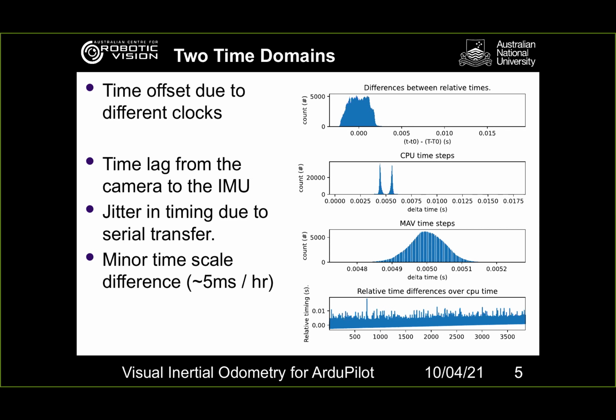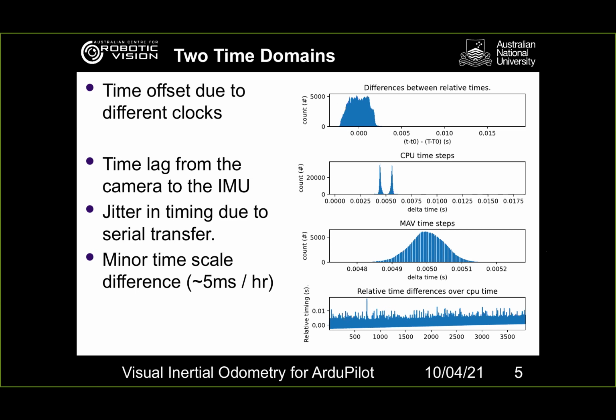So that time lag is an issue, and we need to try and compensate for it. But aside from that, what we found is that there's also a jitter in the time delay. This is just because the IMU messages coming from ArduPilot through to the Raspberry Pi, sometimes the message comes very quickly, sometimes not as fast.